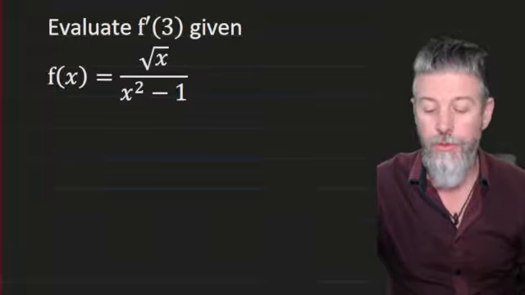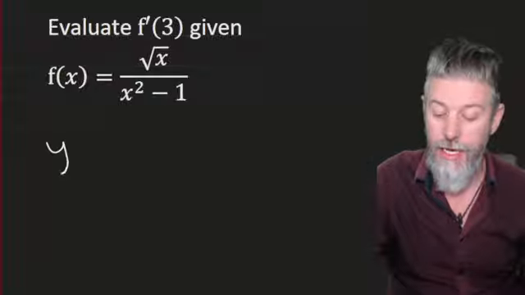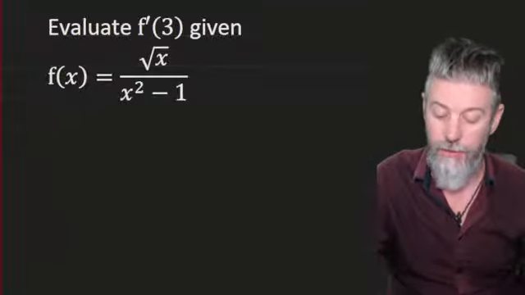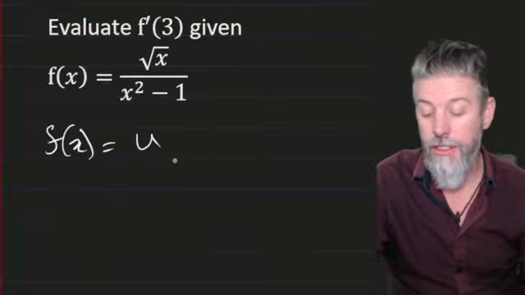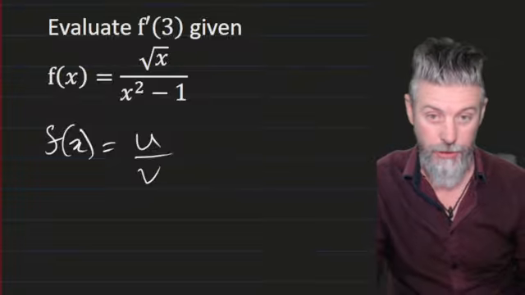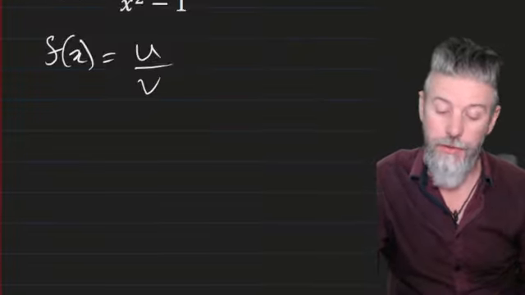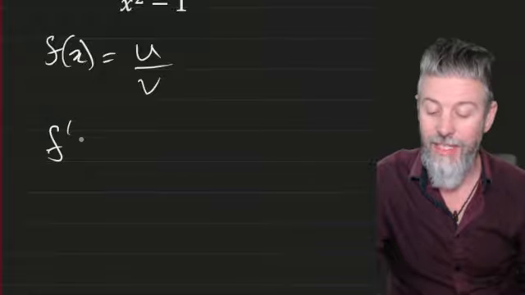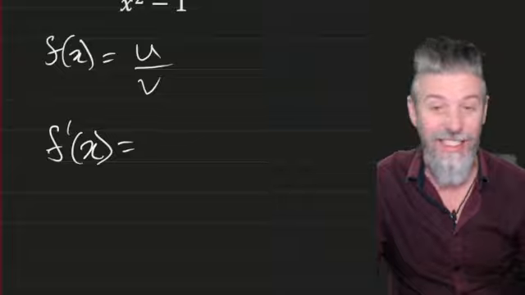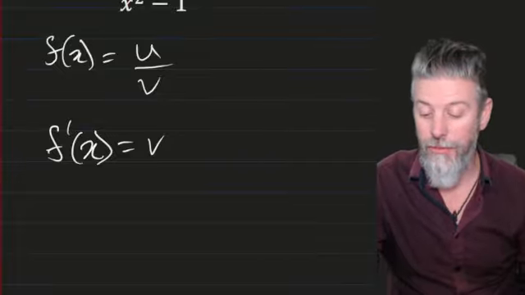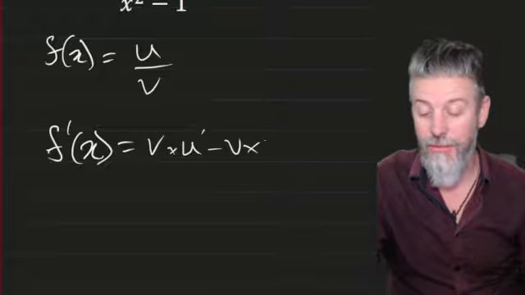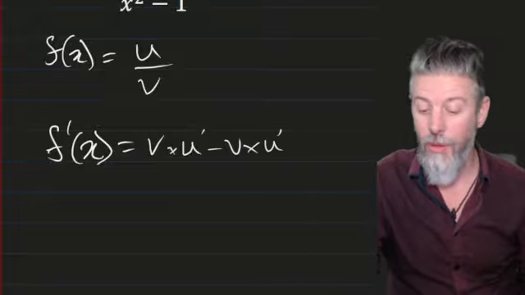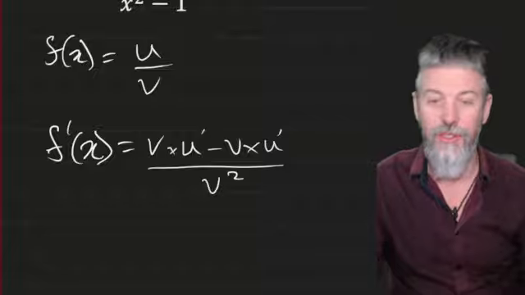Okay, so the rule that we're given is that if we have, or I might use f of x because that's what we've got here, if we have a function where it is one function over another function, then the derivative of that function, now you might be surprised by this rule in its complexity, is the bottom function times the derivative of the top function minus the top function times the derivative of the bottom function, all over the bottom function squared.